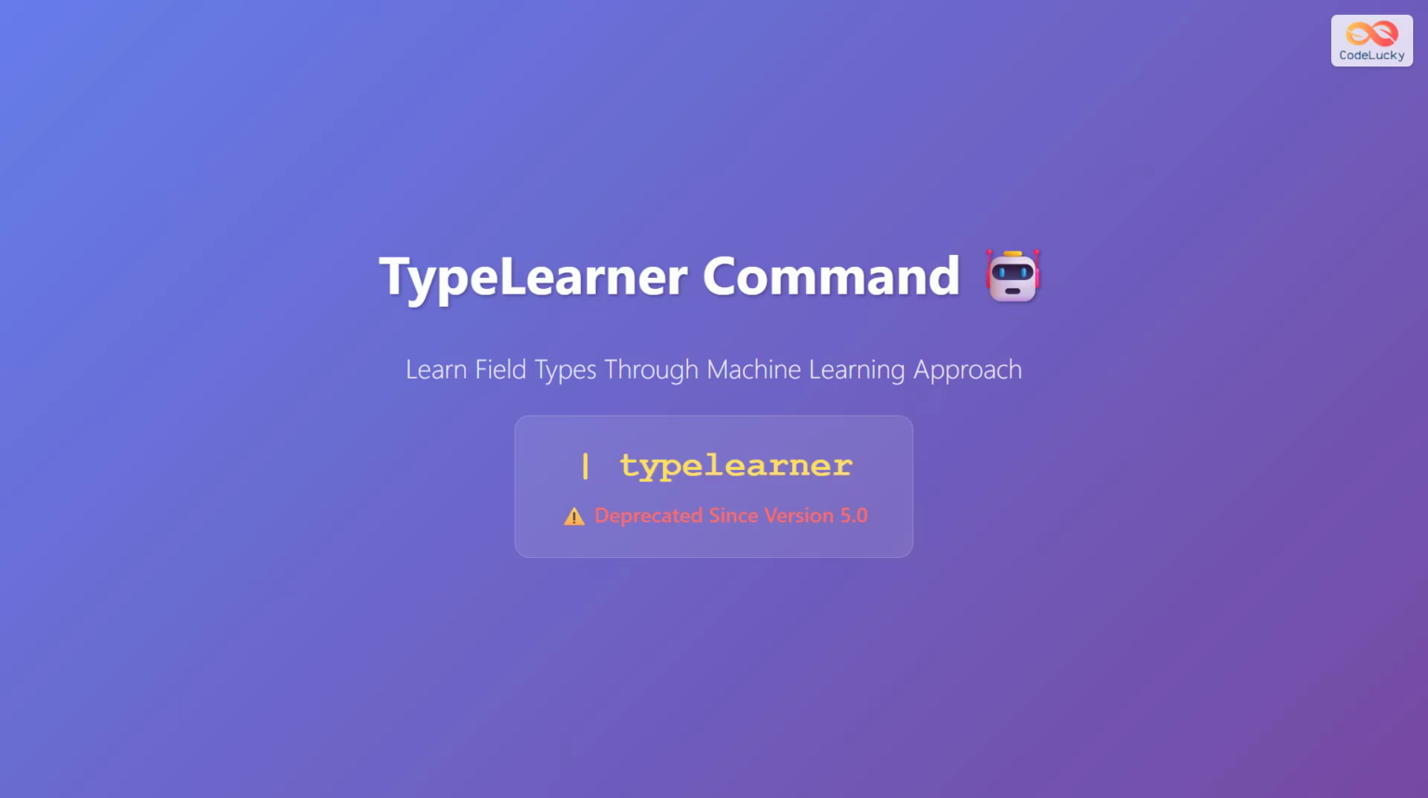Welcome to our comprehensive guide on the TypeLearner command in Splunk. The TypeLearner command is a specialized tool that was designed to learn field types using a machine learning approach. This command automatically determines field data types by analyzing patterns in your search results. It represents an early example of machine learning integration in Splunk, where algorithms were used to identify and classify data patterns automatically. However, it's important to note from the beginning that this command has been deprecated since version 5.0 of Splunk, meaning it's no longer available in modern Splunk installations.